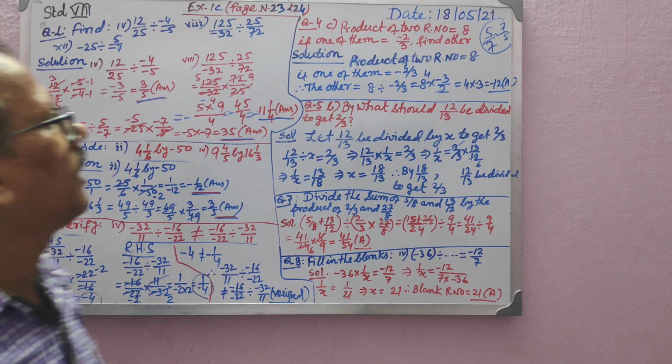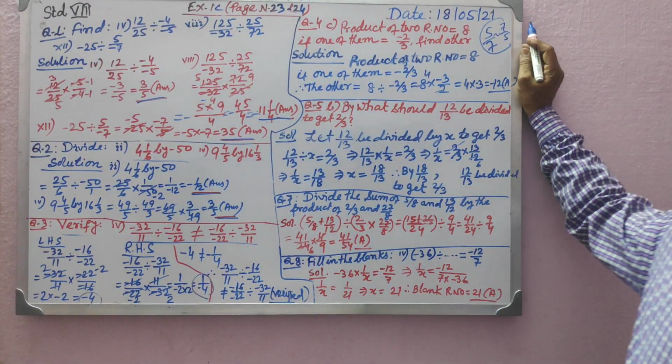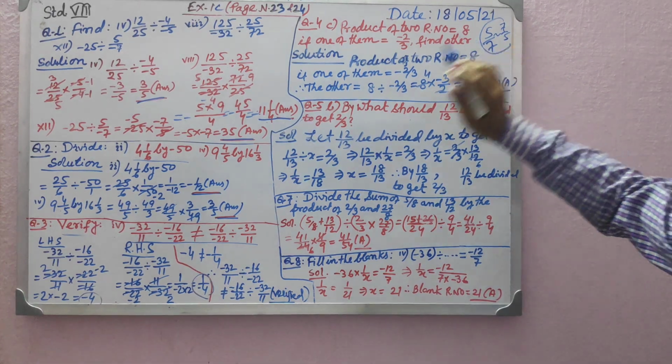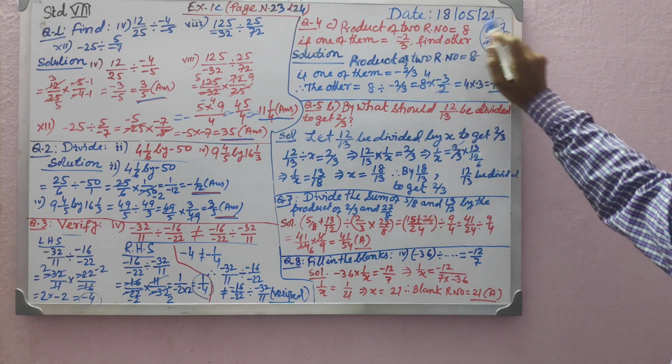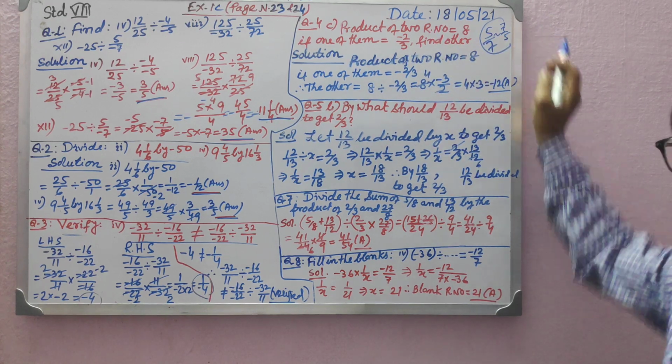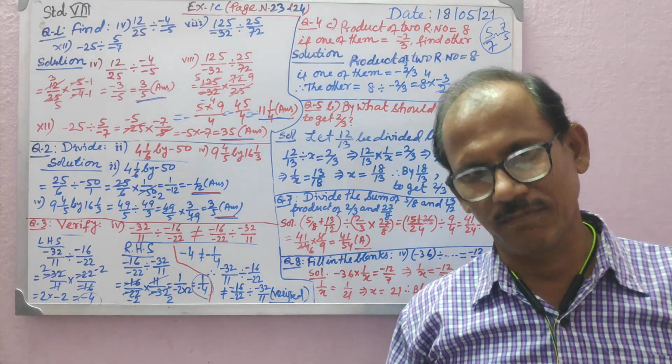Okay. Now moving on to question number 4. Question number 4 is another very simple sum. Just the operation is given to you. See, the product of two numbers is 30. One number is 5. What will the other number be? 30 divided by 5, isn't it?